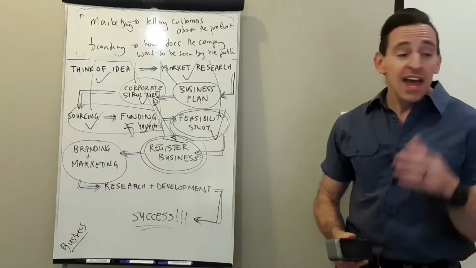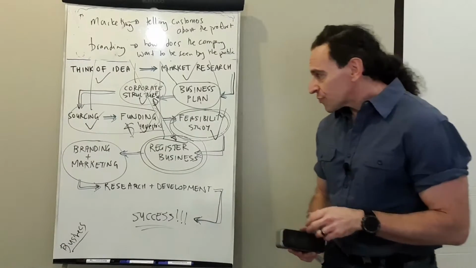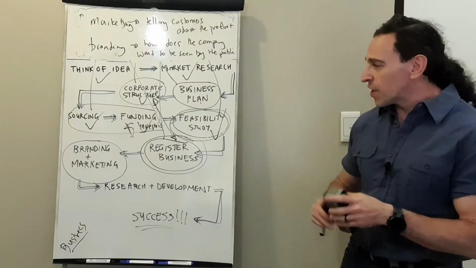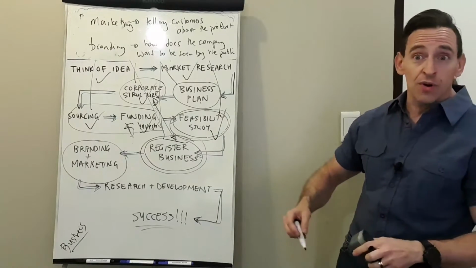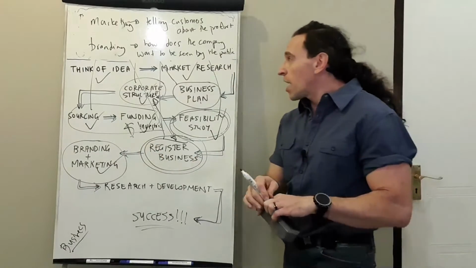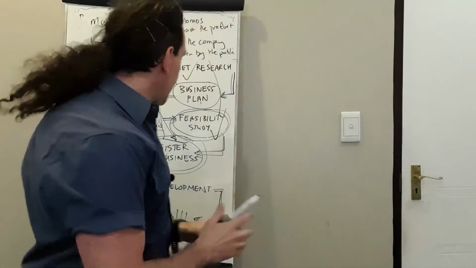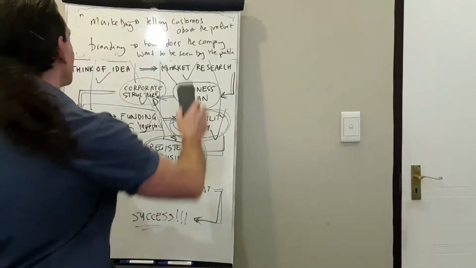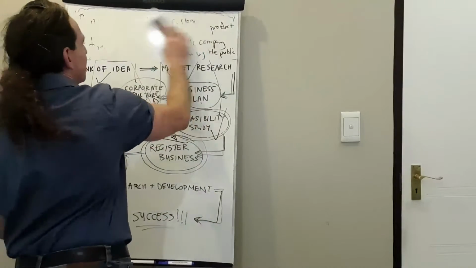All right, and the final step now, we've done all of our other things. We've registered our business. Hopefully now we're telling our customers about it. We're producing products and we're selling them. The final thing you should always do is research and development.